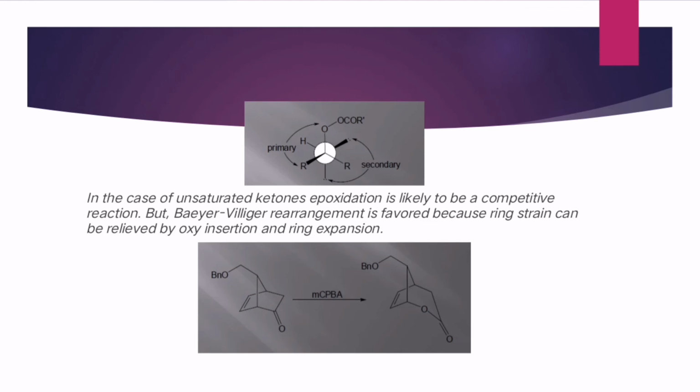In the case of an unsaturated ketone, epoxidation is likely to be a competitive reaction, but the Baeyer-Villiger rearrangement is favored because ring strain can be relieved by oxy insertion and ring expansion.